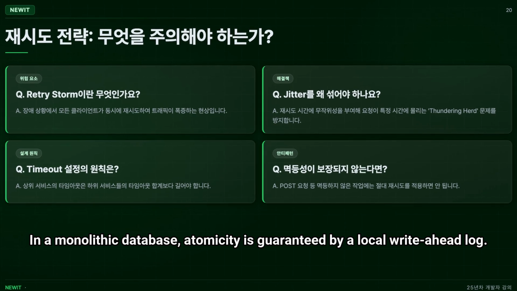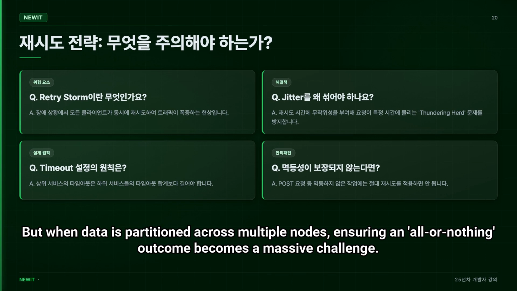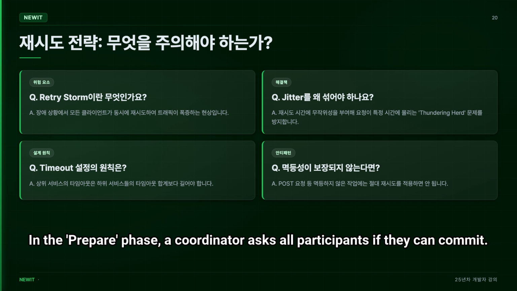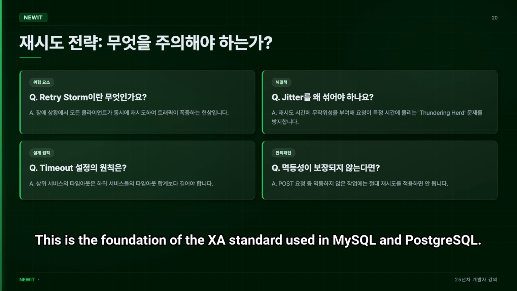In a monolithic database, atomicity is guaranteed by a local write-ahead log, but when data is partitioned across multiple nodes, ensuring an all-or-nothing outcome becomes a massive challenge. This is where the two-phase commit, or 2PC, protocol enters. In the prepare phase, a coordinator asks all participants if they can commit. Only if every single node responds with a yes does the coordinator move to the commit phase. This is the foundation of the XA standard used in MySQL and PostgreSQL.